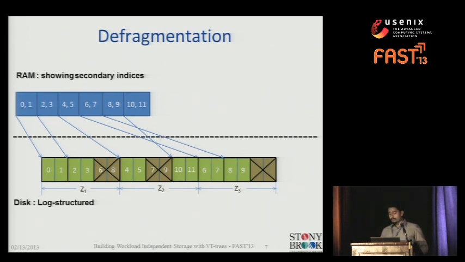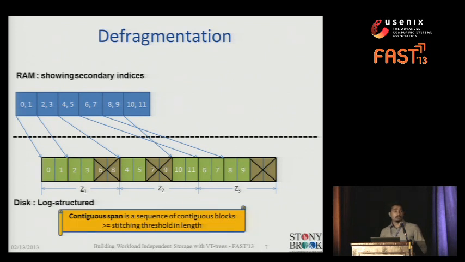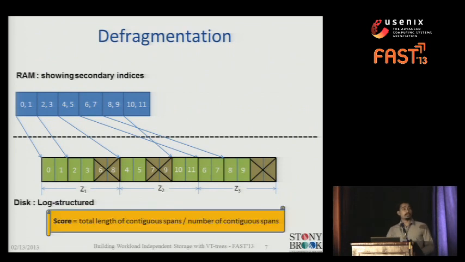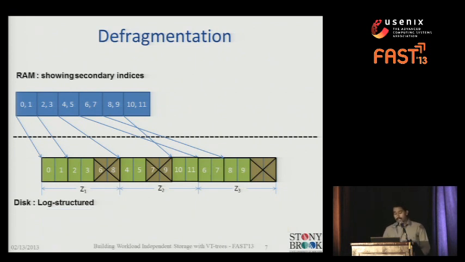The way we do it is by introducing a new term called a contiguous span. A contiguous span is a sequence of contiguous blocks which is of at least stitching threshold in length within the zone. Once we know this, we give a score or weight, which is the ratio of the total length of contiguous spans within the zone to the number of contiguous spans. This gives you a rough idea about how sequential the data already within the zone is, because stitching has done some work to avoid unnecessary copies and keep the data sequential. The last thing we want our defragmentation to do is disrupt that. So we calculate the score.